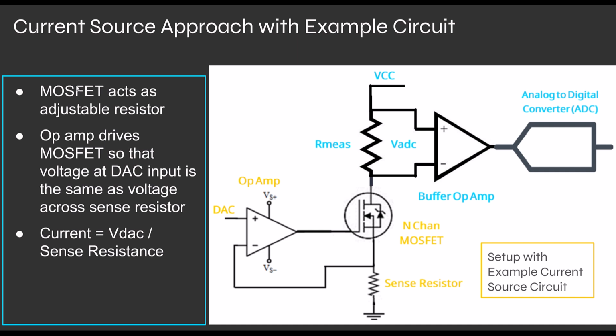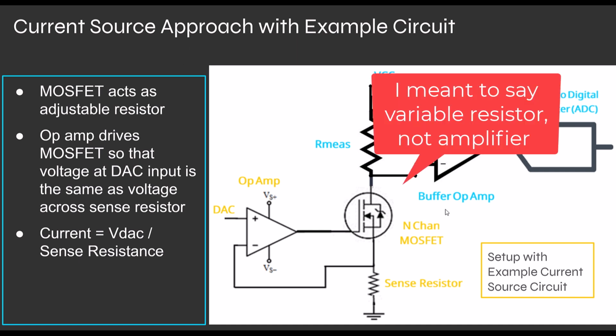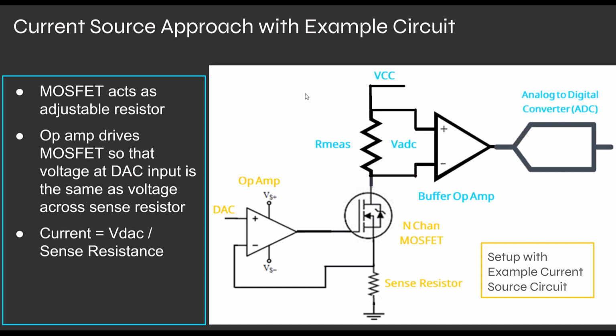So here's an example of one that basically uses this MOSFET as a variable amplifier. So this basically is crowbarred into the previous picture, but instead of showing just a current source input, I have a voltage value along with this DAC input. So this is coming from a DAC, a digital to analog converter. We have this precision op-amp, and it's driving an N-channel MOSFET. And what happens is this amplifier is going to drive the MOSFET so that the DAC input voltage matches the voltage drop across the sense resistor.